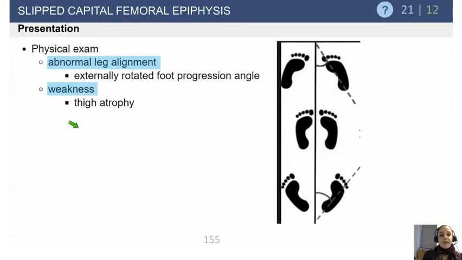You're going to see some abnormal leg alignment, specifically externally rotated foot progression angles, and this is again secondary to the displacement of the metaphysis while the epiphysis stays in place. And these patients can often demonstrate some thigh atrophy or weakness around the muscles.